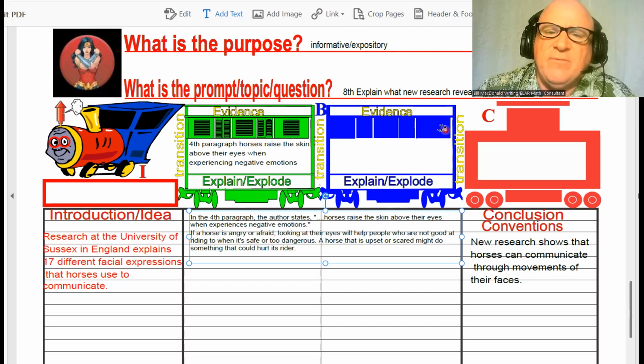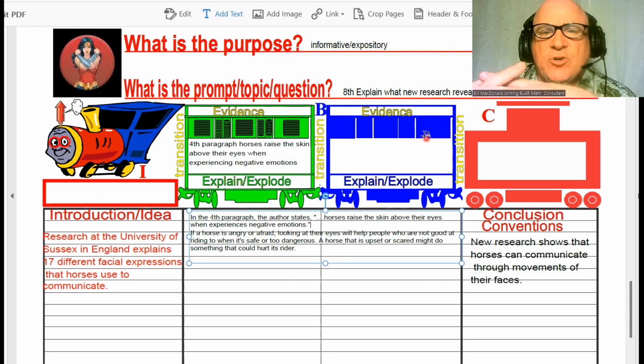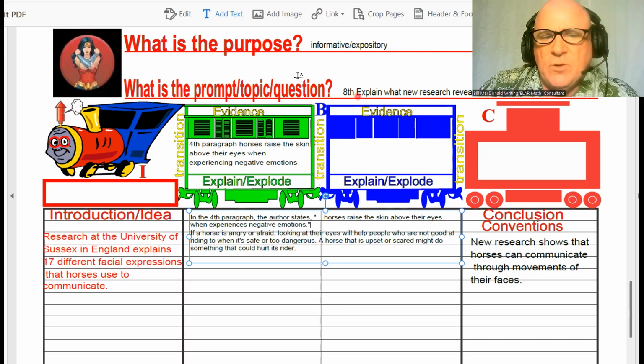So if you decide to have 4 pieces of evidence, which there's no magic number, just remember that explaining is sort of like a train, that every idea you share has to be linked and connected together. So if you have a bunch of examples that don't relate to each other or your idea or the topic, that's going to hurt the organization of the essay. So a reminder, the prompt said, 8th grade, explain what new research reveals about horses' ability to communicate.